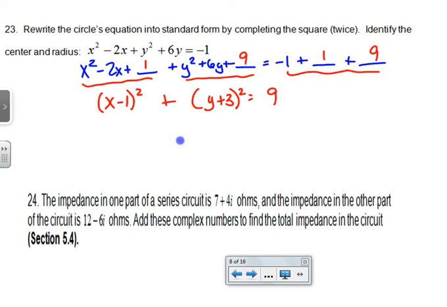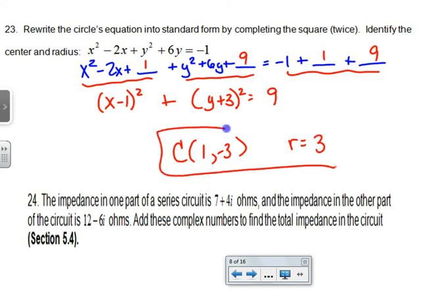So the last step here is to identify your center and your radius. Your center is at positive 1, negative 3, and your radius is the square root of 9, which is 3. So you will get multiple points on this question, for writing the equation correctly and then identifying the center and radius.